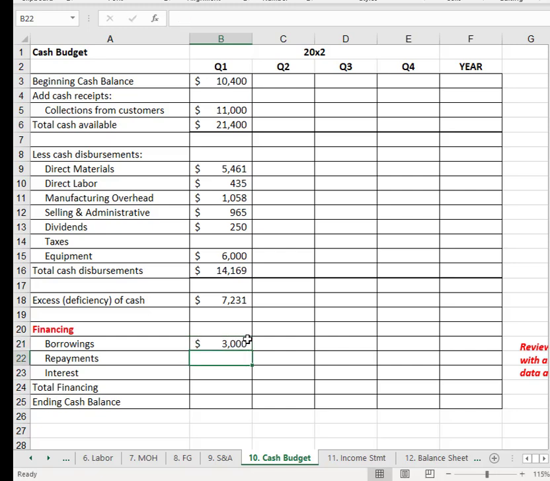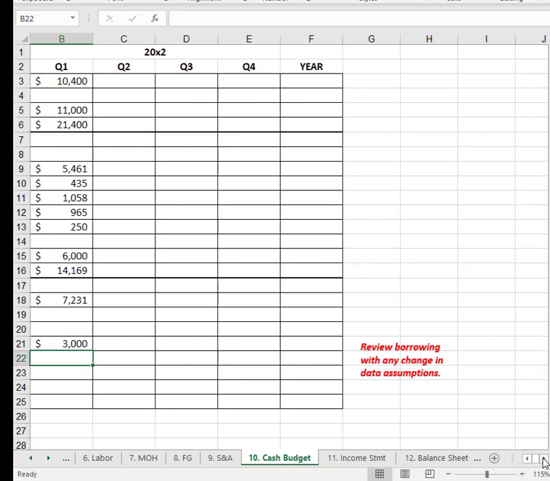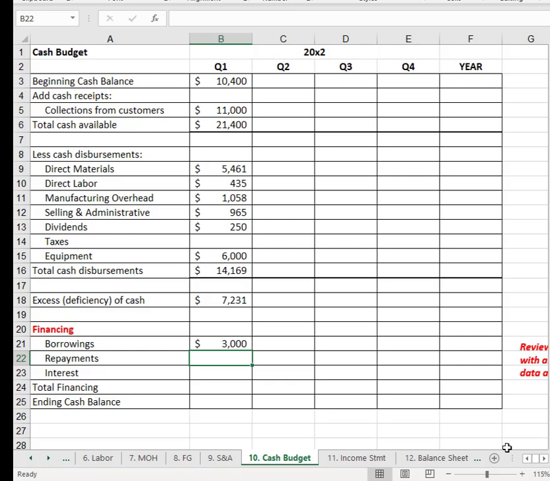Now this is the only part that's manual. And it's in here in red. Review borrowing with any change in data assumptions. This is manual. This is the only place you're going to type it in, which means every time you have a new iteration, you make a change, you have to go back here and review and see if that's the right borrowing. We could write a very complicated formula to figure that out with if statements and things that are more advanced in Excel. But we're not going to do that.